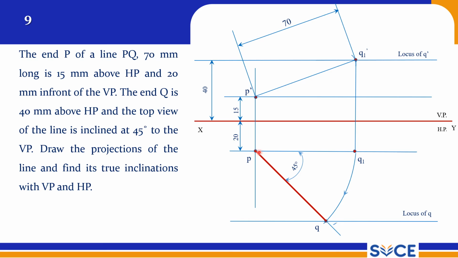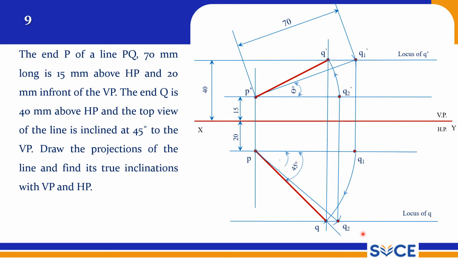So now we know the true length. From P you can cut an arc of 70 mm. From here you project up to the locus of P dash, and this is our Q2. So this Q2 dash you will obtain here. Now as usual we rotate, with P dash as center and P dash Q2 dash as radius, and you will get the final front view. Now you can cross check your answer by drawing a projector, and it is lying on the same projector.